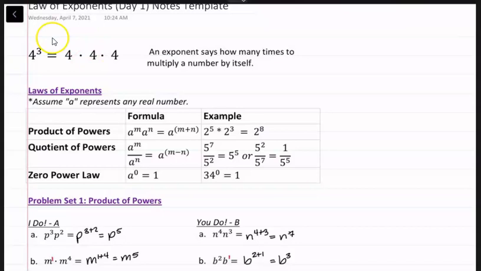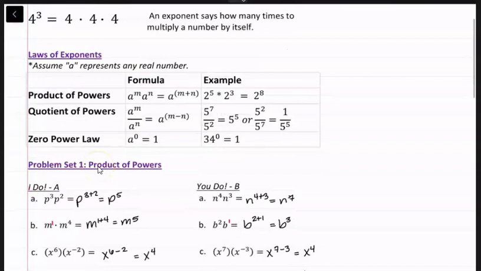First off, as a general recap, we know that an exponent tells us how many times to multiply the base by itself. In this case my base is 4, so 4 to the third power is 4 times 4 times 4. We have three laws of exponents we're focusing on today: product of powers, quotient of powers, and zero power laws.